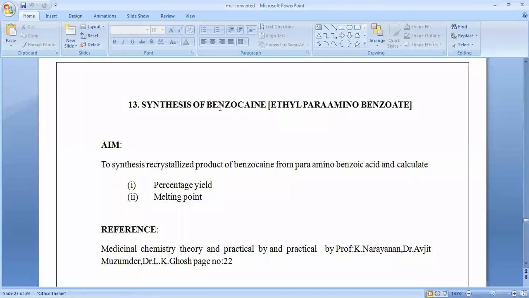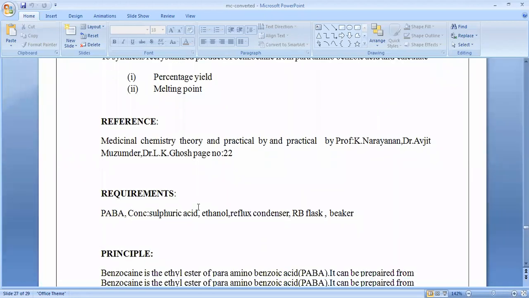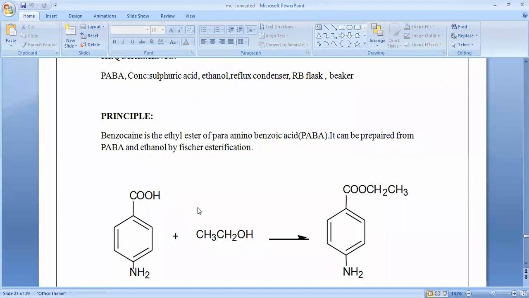Now our next synthesis is the synthesis of benzocaine. How are we going to synthesize the benzocaine drug molecule? The synthesis of the recrystallized product of benzocaine from para-amino benzoic acid. We are going to calculate the yield. Benzocaine is an anesthetic agent. We are synthesizing this benzocaine from PABA, that is para-amino benzoic acid, and calculating the percentage yield and melting point of the product. So how are we going to do the synthesis?